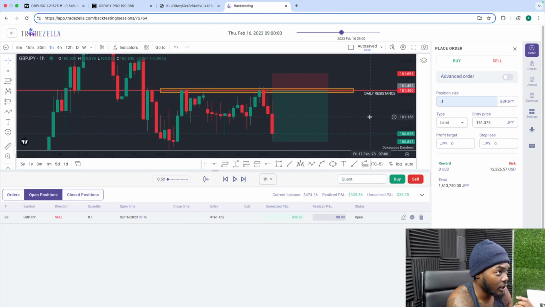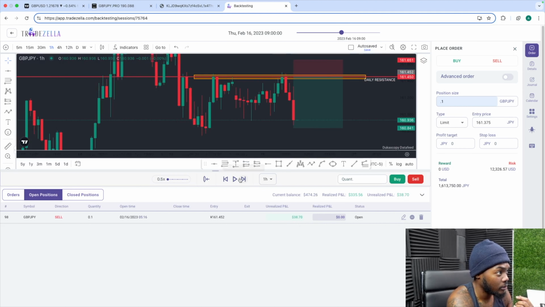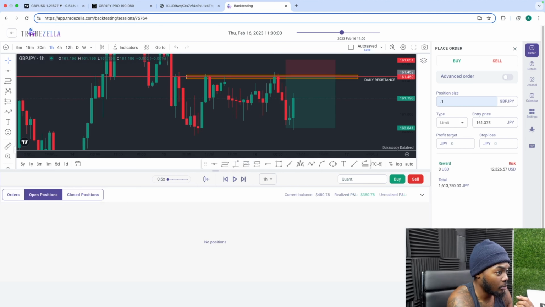Let's run the play. I'm now $38 into profit. And the profit target has been executed. And you can see the trade is no longer there. The trade has been closed out.